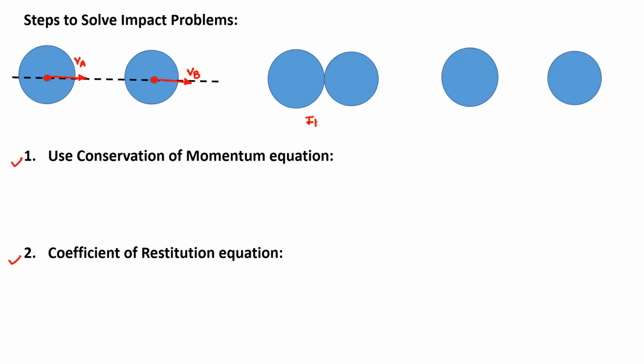So this is the point of impact. Two objects are separated out after the impact and they start moving with different velocities. Let us take the velocities after impact as VA dash and VB dash. We can determine these values VA dash and VB dash by using the momentum conservation equation and the coefficient of restitution equation.